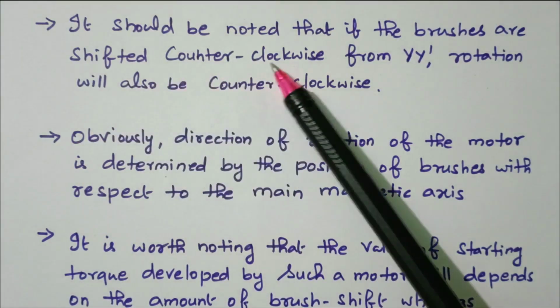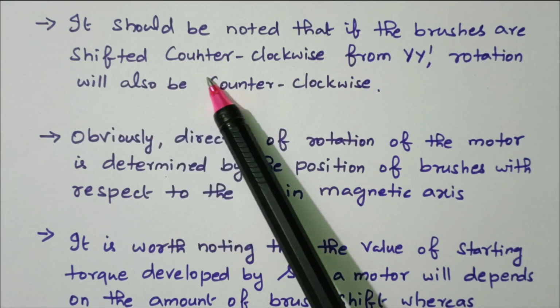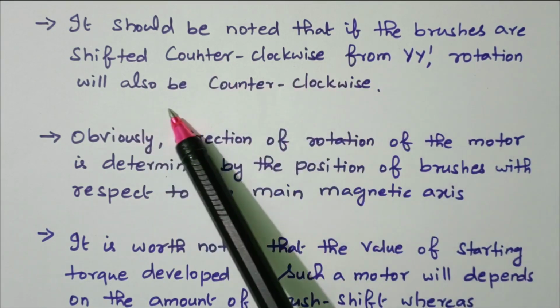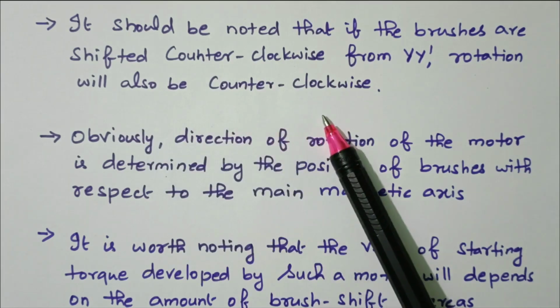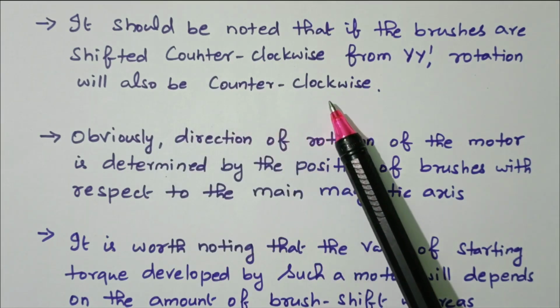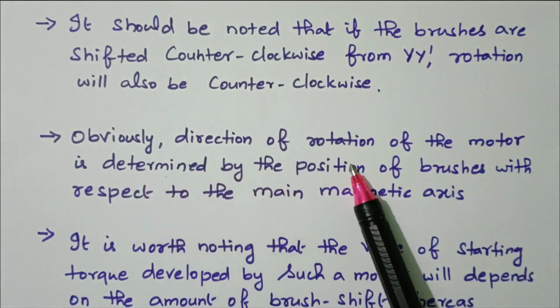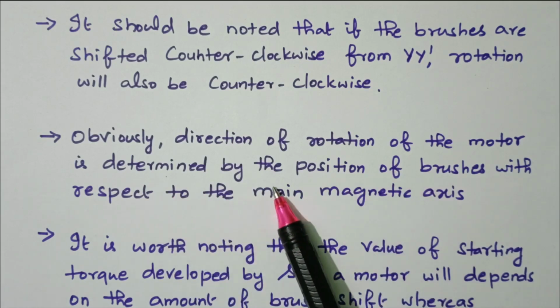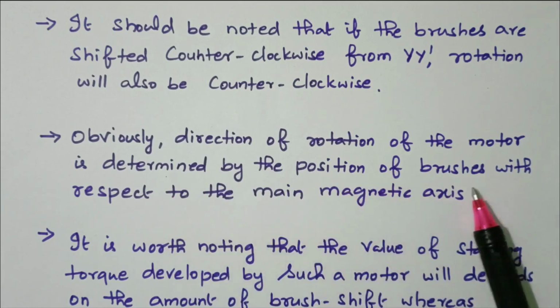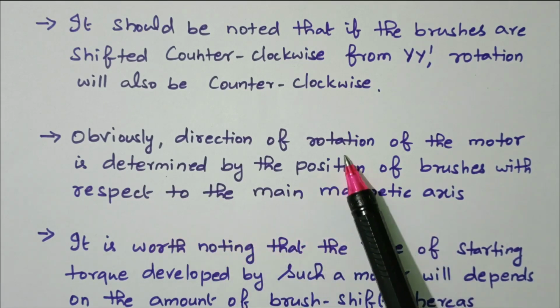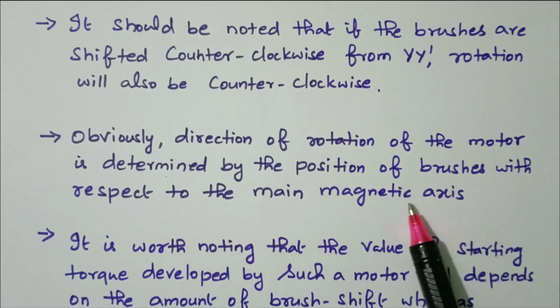It should be noted that if the brushes are shifted counterclockwise from y dash, the rotation will also be counterclockwise. So the rotation of the motor is based on the rotation of the brushes. Obviously the direction of rotation of the motor is determined by the position of the brushes with respect to the main magnetic axis. Right? Now we'll refer to the diagram.